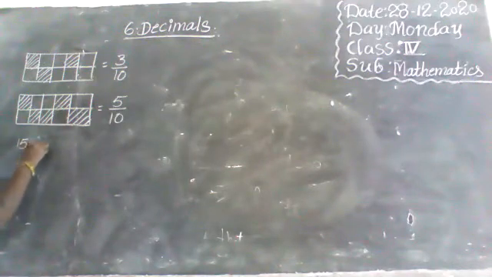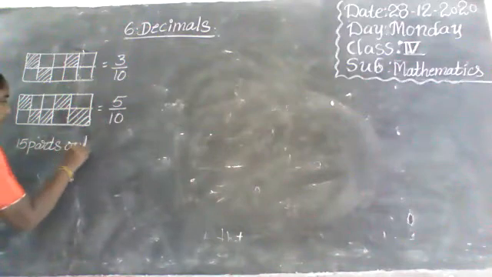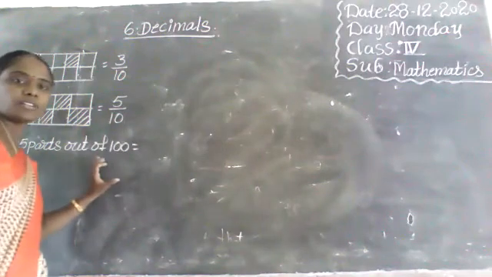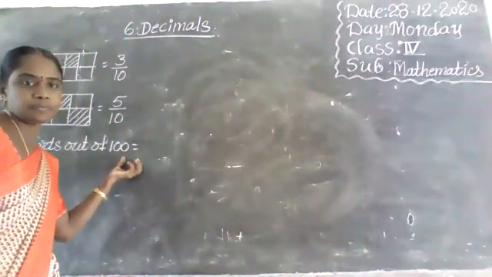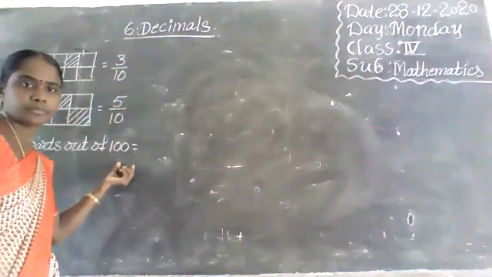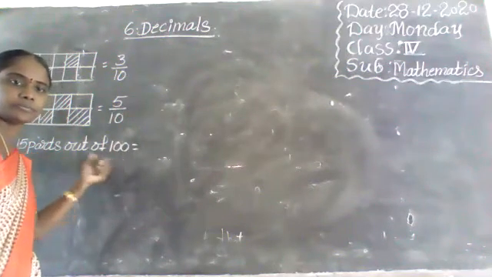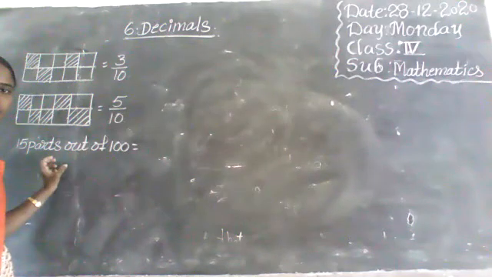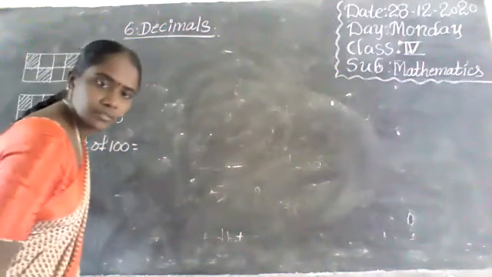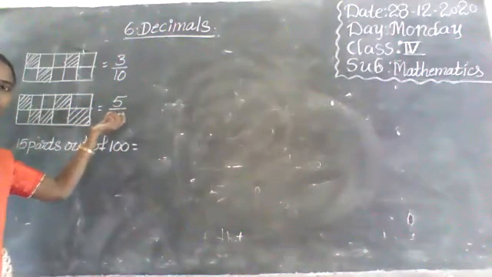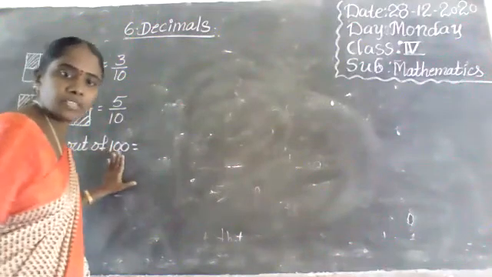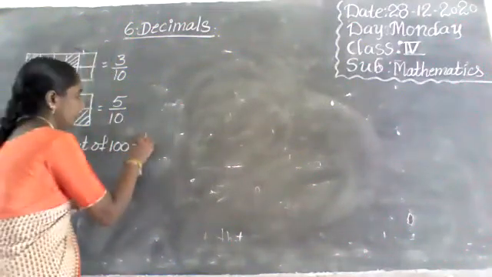Same way, 15 parts out of 100. How can we write the fraction form? Say, children, say anyone. 15 parts out of 100. No, 5 by 10 was the previous one. Here I am asking about 15 parts out of 100. Very nice. 15 by 100.